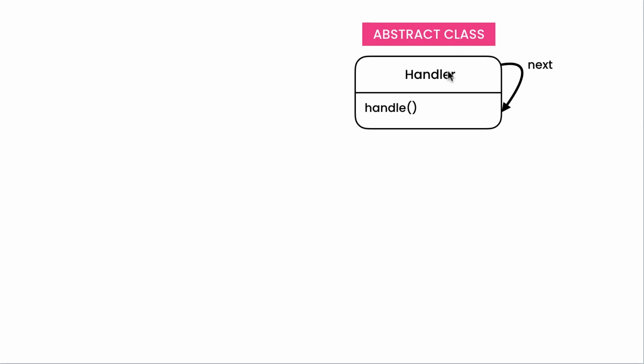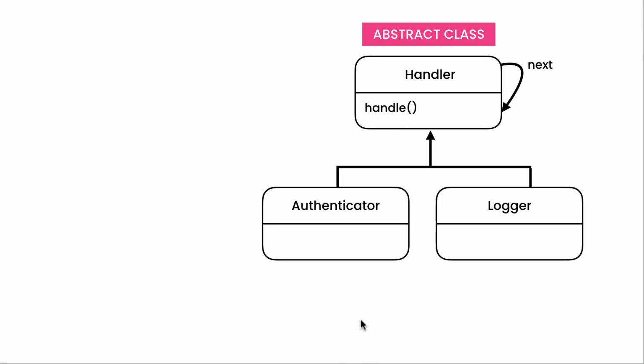Now, this class is abstract because here we have an abstract method called handle. At the time of implementing this class, we don't know how to handle a request. That is something that we need to determine in our concrete handlers. So we can create concrete handlers like authenticator and logger. And in these classes, we're going to implement the handle method.